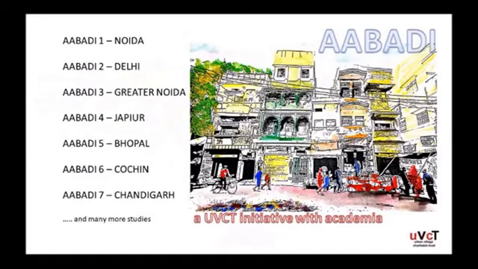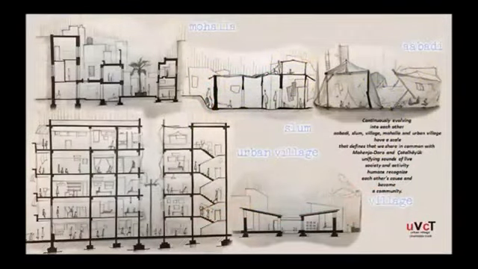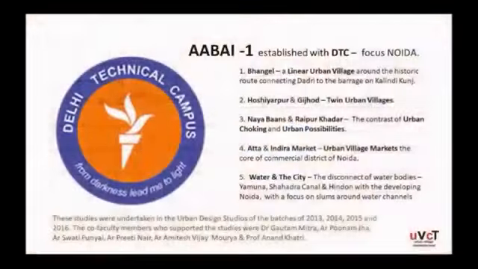Aabadi I is focusing on Noida with DTC. Aabadi II is focusing on Delhi. Aabadi III is on Greater Noida, Jaipur, Bhopal, Cochin, Chandigarh, and many more areas. We are on the job. We are also extremely thankful to DTC for this first engagement.